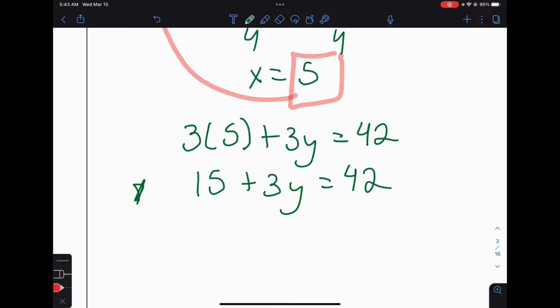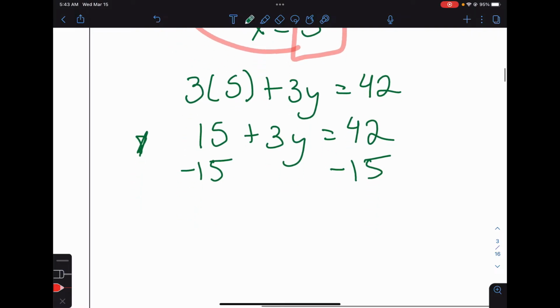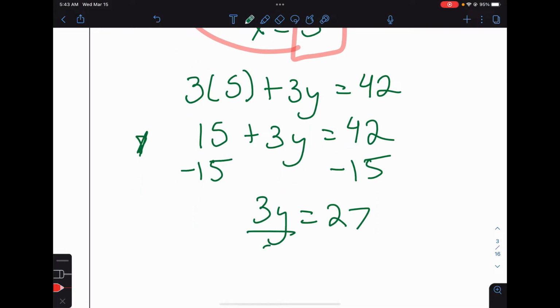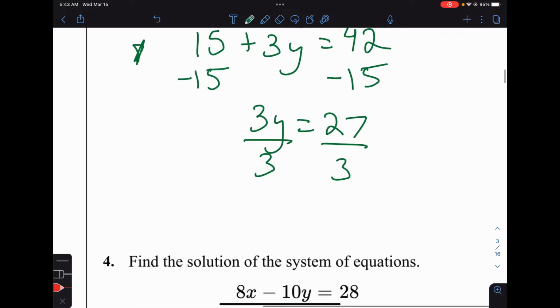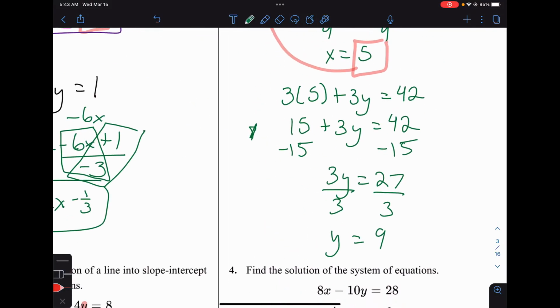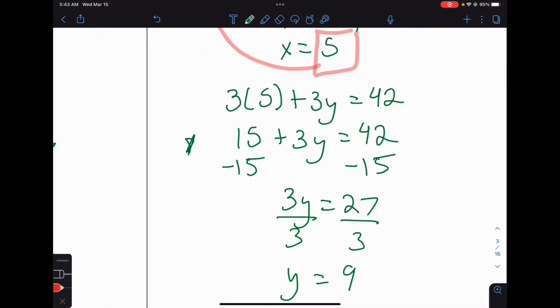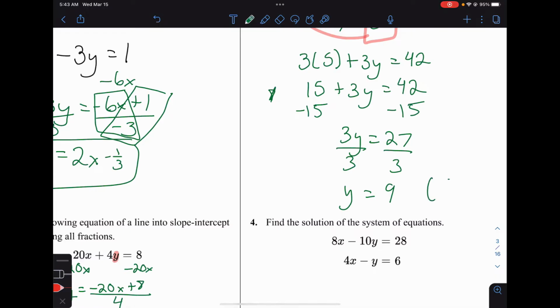So at this point, you want to subtract 15 from both sides, 42 minus 15, and you get 3y equals 27. Then you're going to divide both sides by 3, and you get that y is 9. All right. So our final answer here, typically you would write a solution to a system of equations as an ordered pair. So you could say (5, 9).